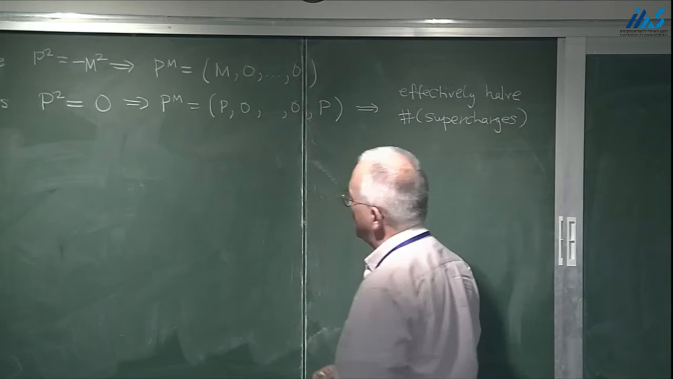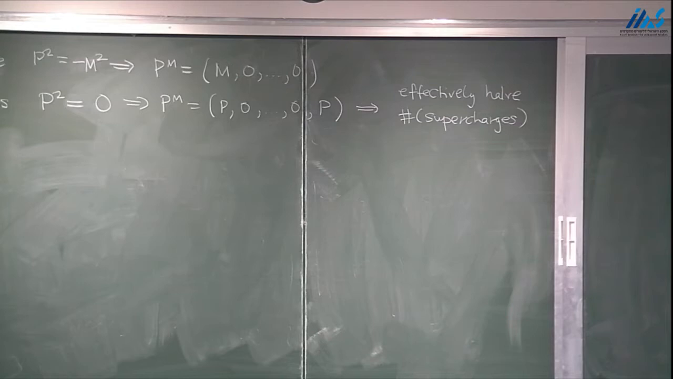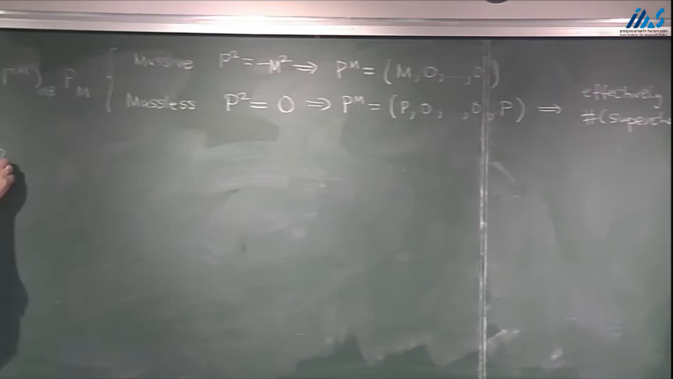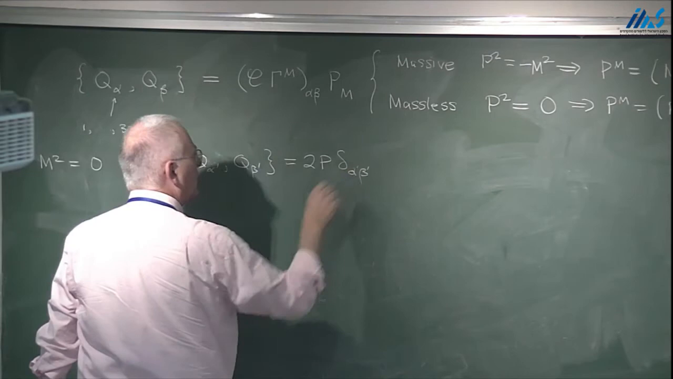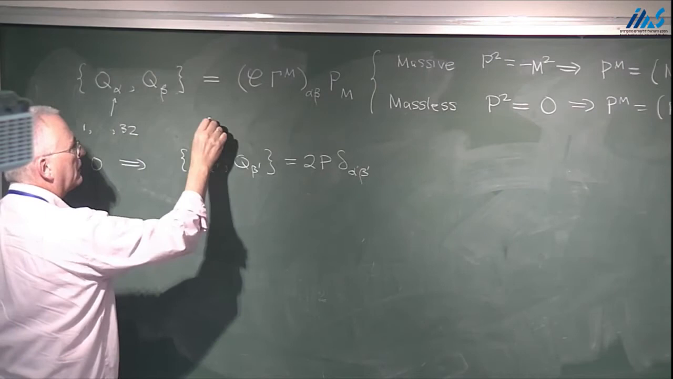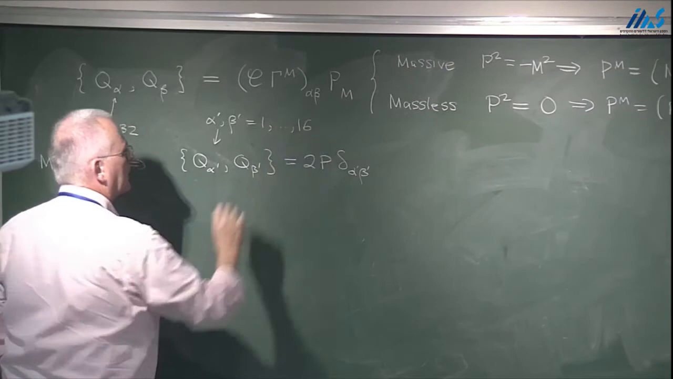And this, of course, happens in any dimension. It also happens in 11. So when you go to this frame, you have to choose some appropriate basis. But at the end of the day, in the massless case, so m squared equals 0, the analysis reduces to Q alpha prime, Q beta prime equal to 2p delta alpha prime beta prime. And now, because of this halving, the index alpha just runs from 1 to 16.